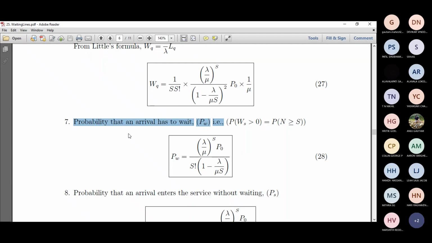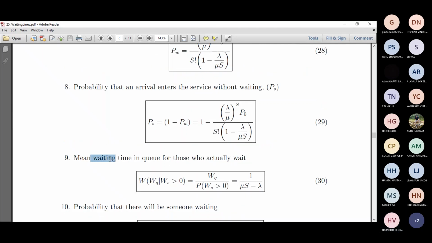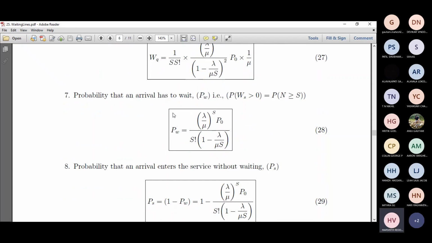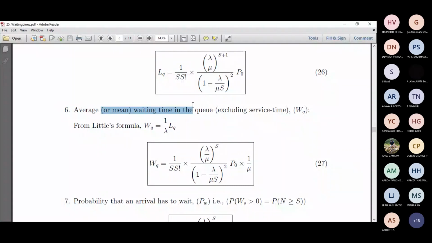So that's the arrival has to wait. Next is the probability that an arrival enters the service without waiting. So whoever is not waiting is given the service. So that is 1 minus PW. Right. So next is the mean waiting time in the queue for those who actually wait, which is WQ by WS. So we can find the average or mean waiting time in the queue, which is WQ, from LQ.